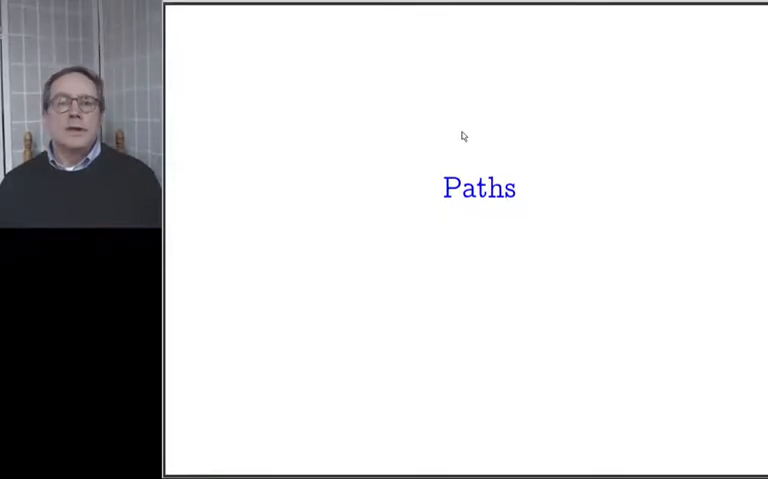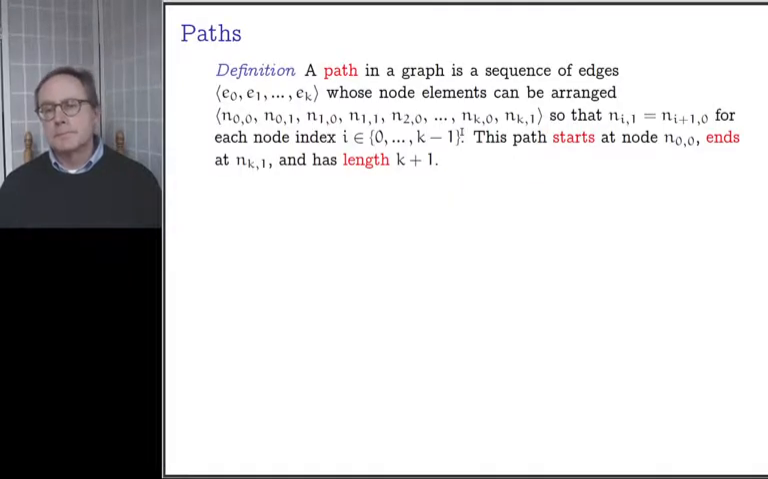Okay, so next up is paths. We want to talk about how you work your way through a graph. So a path in a graph is a sequence of edges, and the node elements have to be arranged in such a way that they overlap. So the end of E naught has to be the beginning of E1, and the end of E1 has to be the beginning of E2, that sort of thing. So the end of E naught, n sub 0, 1, has to be the beginning of E1, n sub 1, 0. And that's what it says over here.